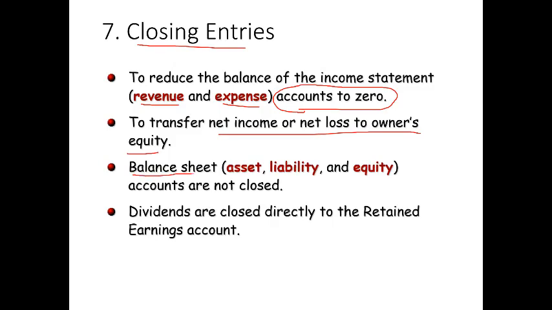The balance sheet accounts are permanent accounts, so they're not closed. Those are real accounts, permanent accounts. They will collect the changes in financial position that were recorded in the income statement, and they'll stay there. Dividends are closed directly to the retained earnings account. So we're going to close net income and dividends out to the retained earnings account. I'll show you how you do this.